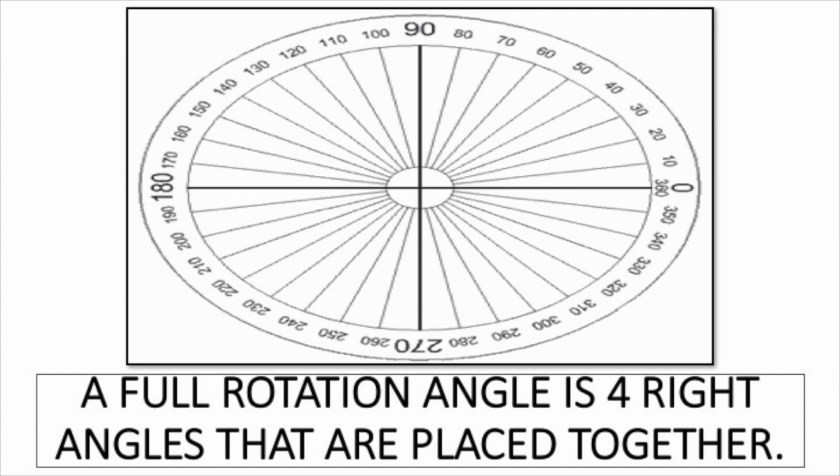A full rotation angle is 4 right angles that are placed together. And you can see here on this protractor, you see the first right angle, 0 to 90, then 90 to 180, second right angle, 180 to 270 degrees, third right angle, and finally 270 to 360. So we've got 4 right angles.